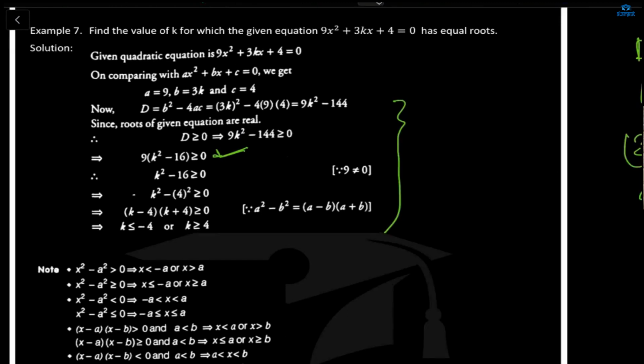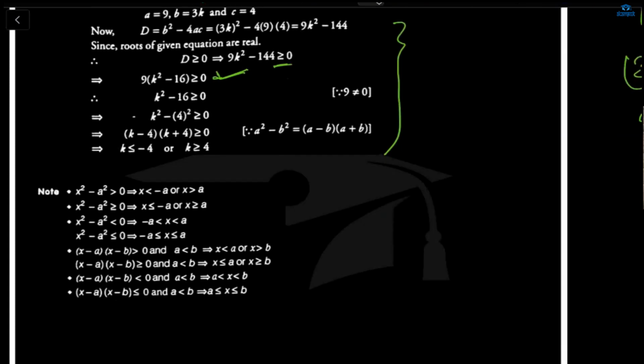Because it is clear: equal roots means that b square minus 4ac will be equal to 0. If it was given in your question that the roots are real, only real, then you would put the sign greater than or equal to 0, because real roots exist in two cases, that is when the value of d is equal to 0 and when the value of d is greater than 0. But here it is clearly mentioned has equal roots, so for equal roots you will equate to 0.